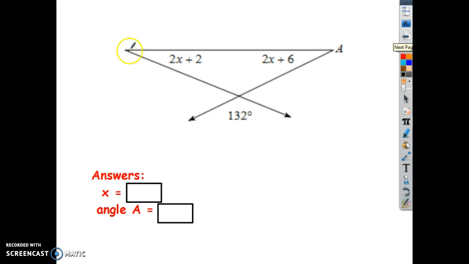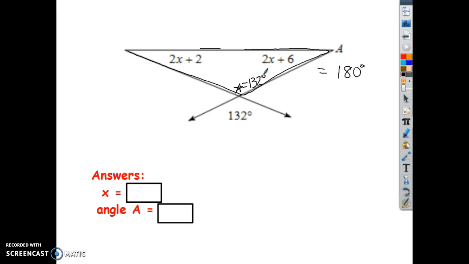And we know that this triangle right here has to equal 180 degrees. However, we don't know what this angle right here is. A relationship that we see is that this angle is vertical to 132 degrees. And so that means they're equal. So this angle equals 132 degrees. Now we have all three angles for our triangle. So we can solve for x, and that will then let us solve for angle A.